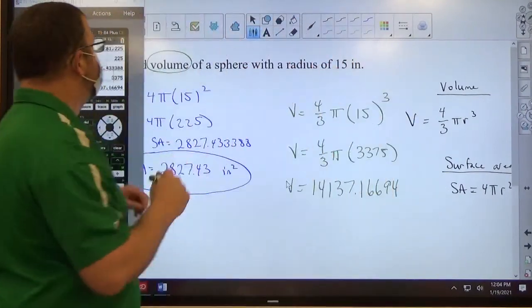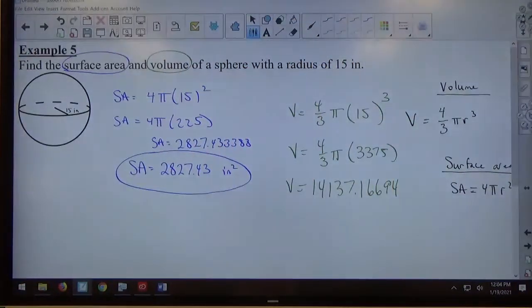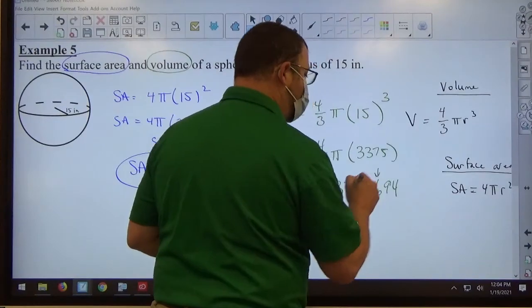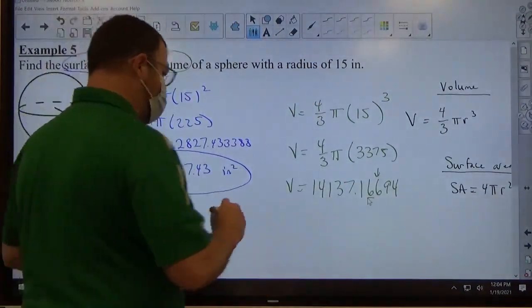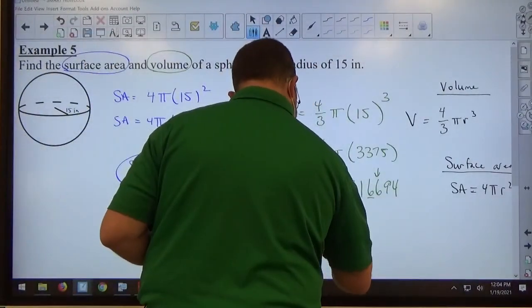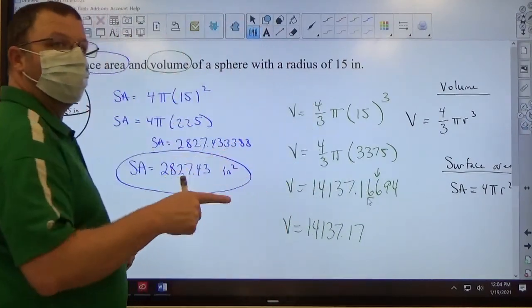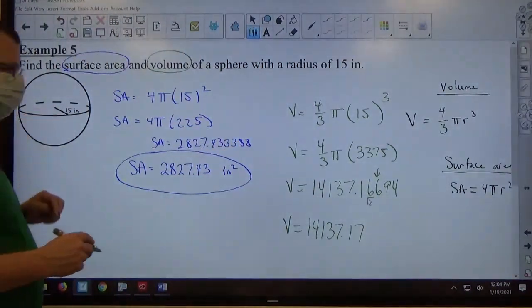Again, no specifications here for rounding, so I'll round to a couple decimal places if they don't specify. In this case, the second decimal place is 6, the digit after is a 6, so we're going to make it go up by 1. So my volume is 14,137.17, and volume is going to be cubic units. The unit of length is inches, so it's going to be inches cubed.